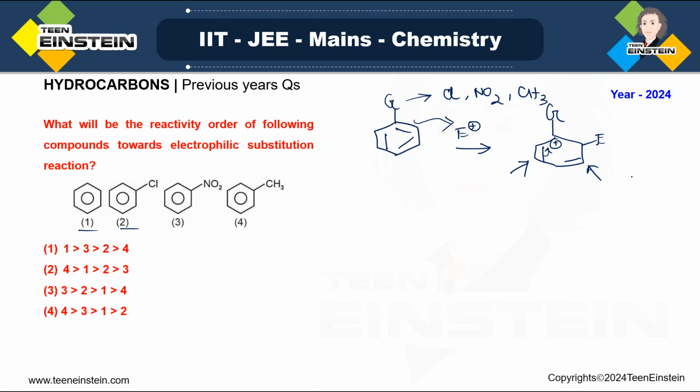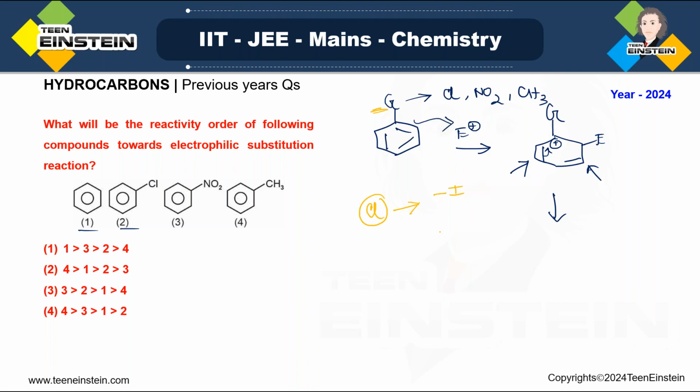Now what happened after the first step, there is some positive charge, and then in the second step there is some nucleophile addition. But here we have to predict the reactivity order. So when there is hydrogen substitution, that is, if you consider simply benzene, then G is basically hydrogen. So there is no extra effect, we can say.